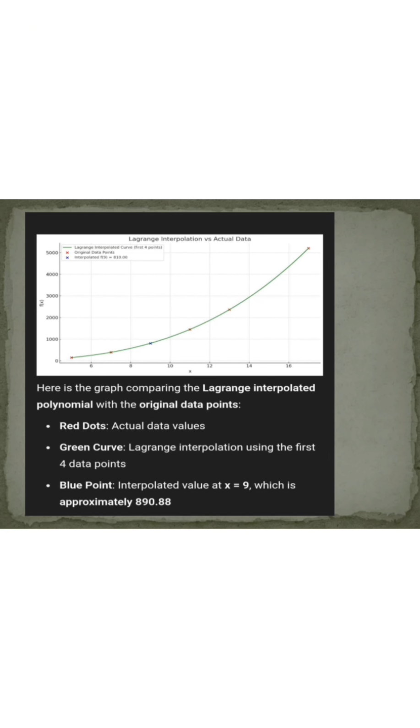Now here is the graph, that is question D of question number 2. Lagrange interpolation versus actual data. Here is the graph comparing the Lagrange interpolated polynomials with the original data points. Red dots are the actual data values. The green curve is the Lagrange interpolation using the first 4 data points. The blue point is the interpolated value at x equals 9, which is approximately 890.88.